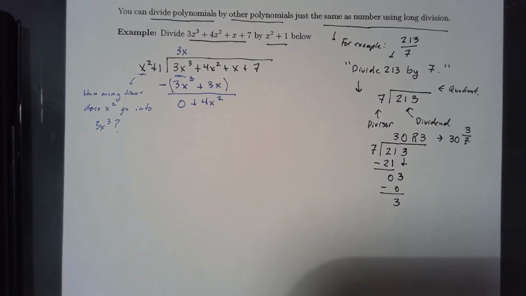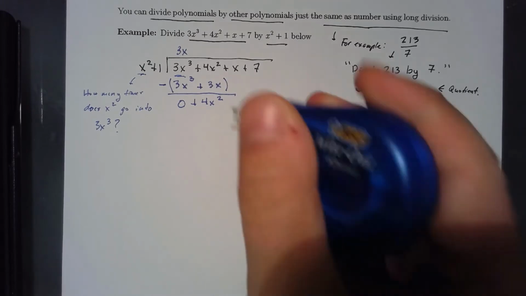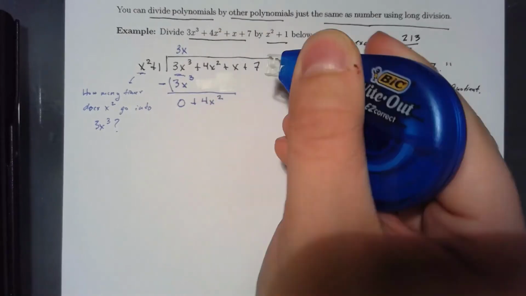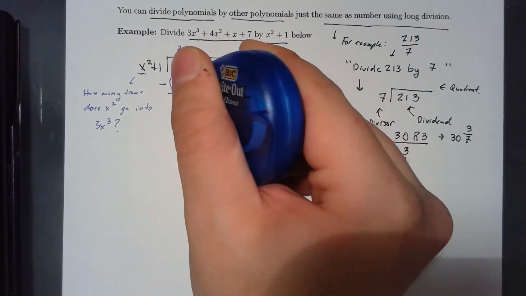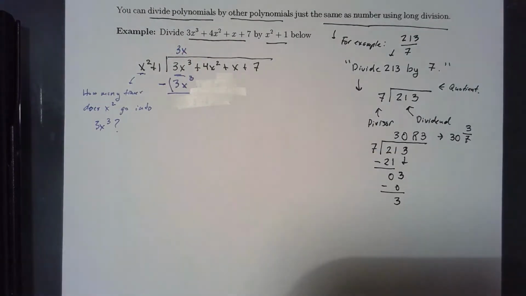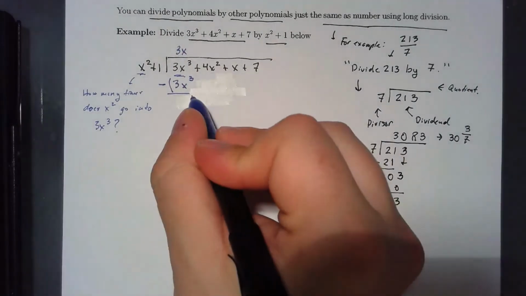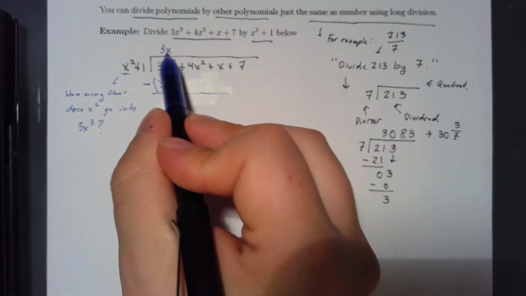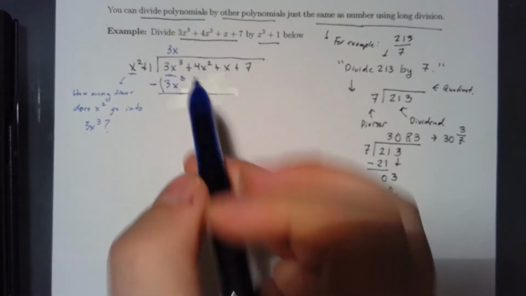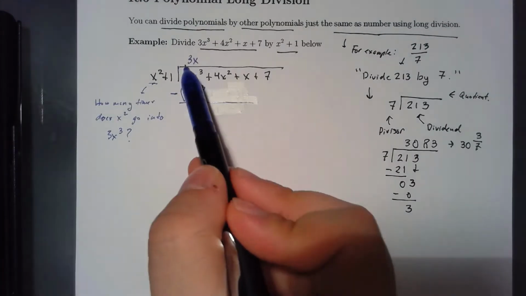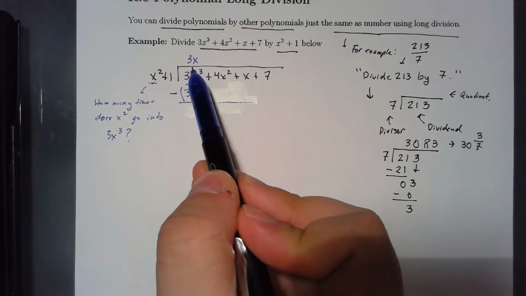Actually, to make this a little bit less confusing, let me do this. Sorry about this, guys, because you're probably a little lost right now. Just bear with me. So let me extend this. When I do this, 3x times x squared, I got 3x cubed right here. Now 3x times 1 is 3x, right?